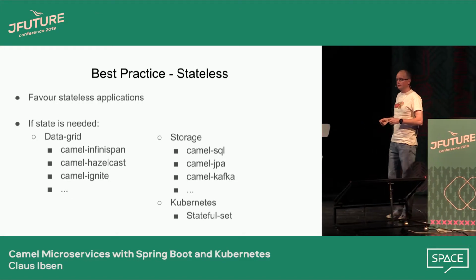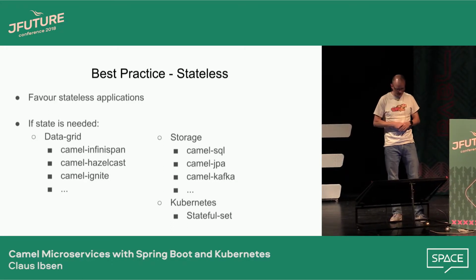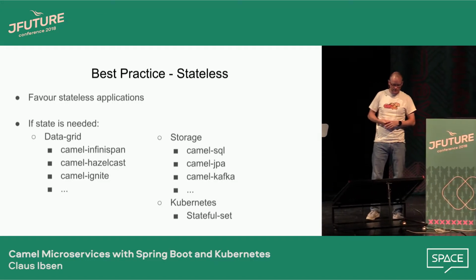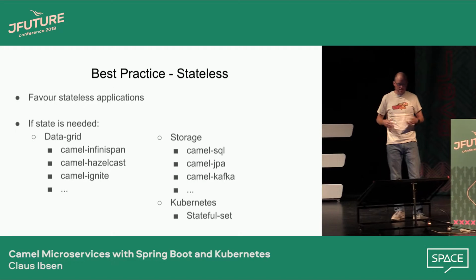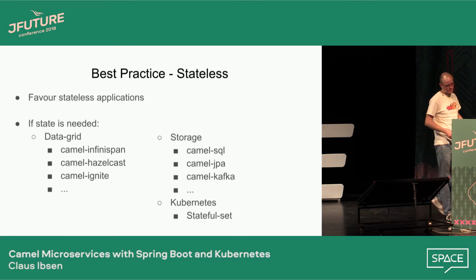Another thing to aim for is to try to build your microservices as stateless applications. They are much easier for the platform to scale and manage. But if you need some sort of state, Camel has integration with different memory data grids, like InfiniSpan and Hazelcast, also for persistent storage. And then the container platform Kubernetes also has a concept for stateful applications called StatefulSet. So you can use that.